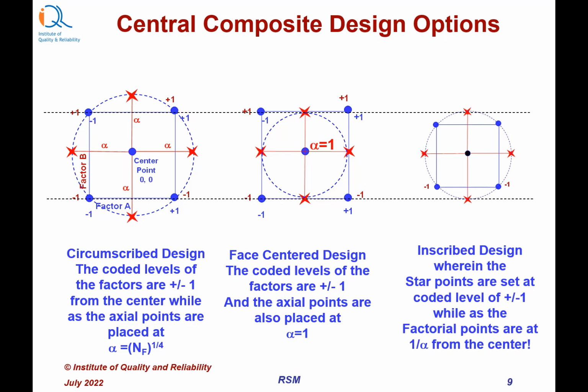And the third option is inscribed design, wherein the star points are set at coded levels of plus or minus 1. Remember, these are the star points which are now set at plus or minus 1 coded level, while the factorial points are set at 1 upon alpha from the center. So the factorial points are actually inside the star points. So it is a scaled down design of the circumscribed design.